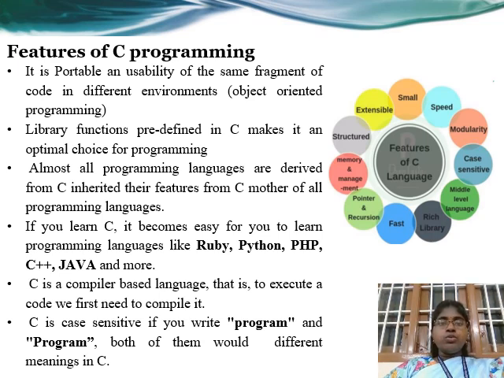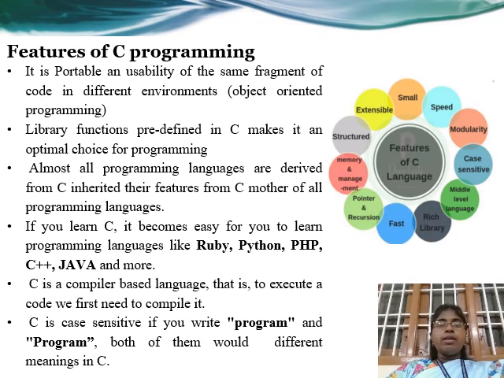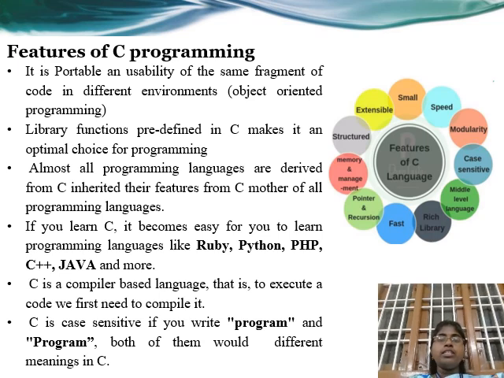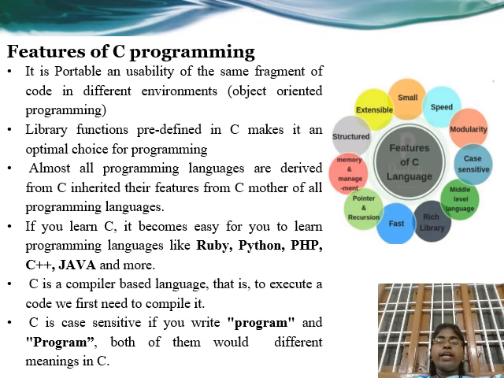It is portable, and the same fragment of code can be reused in different environments, like object-oriented programming. The second point: library functions are predefined in C, which makes it an optimal choice for programming. Almost all programming languages are derived from C and inherited their features from C. C is the mother of all programming languages. If you learn C, it becomes easy for you to learn programming languages like Ruby, Python, PHP, C++, Java, and more. C is a compiler-based language. That is, to execute code, we first need to compile it. C is case sensitive. If you write Program and program, both have different meanings in C.